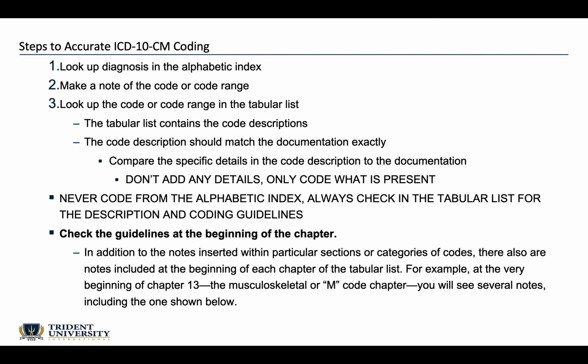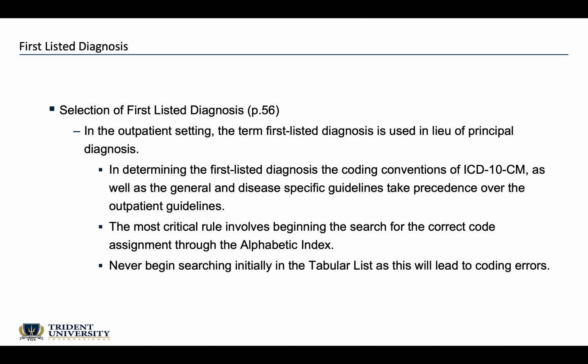So you want to check also the guidelines at the beginning of the chapter. Remember, I mentioned the character will represent a chapter, and there's specific coding guidelines for the chapter. So once you have a code for that chapter, not only are you looking at the coding guidelines for that code, be sure to take a glance at the beginning of that section, that chapter, to make sure that you covered all the coding guidelines. Okay. For example, at the very beginning of chapter 13, a musculoskeletal or M code chapter, you'll see several notes, including the one below. So you can go and look at those.